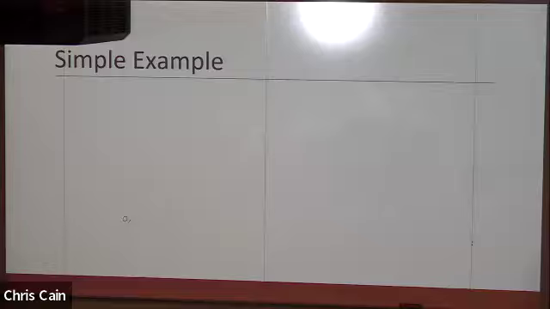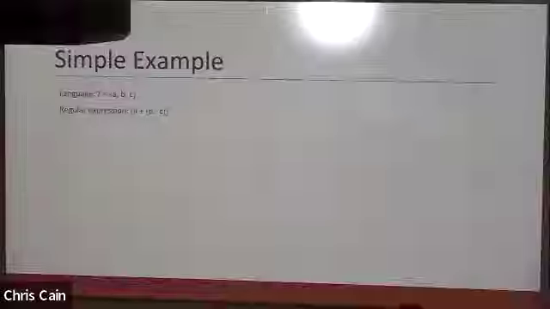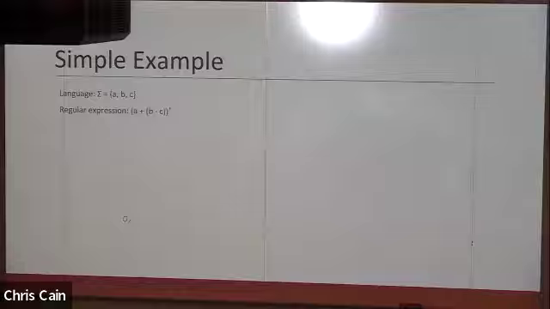So let's give you a theoretical simple example of a regular expression. So language, alphabet is just ABC. A regular expression could look something like this. This reads A union BC, that entire thing, 0 or more times. So you could read this as the star closure of A union BC.